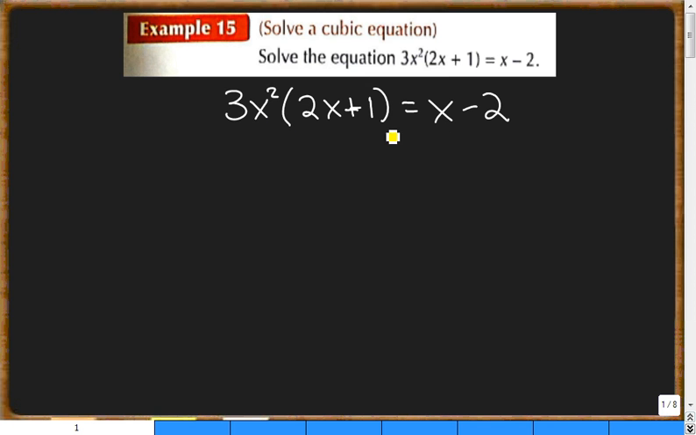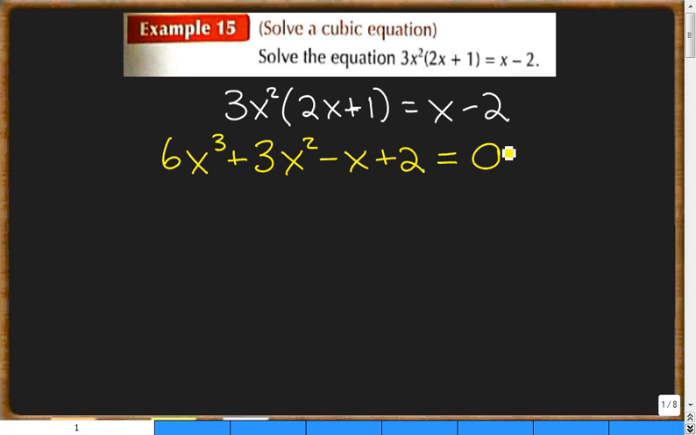If we were to break up the left side, we would have 3x squared times 2x, which is going to make 6x cubed. We'd also have a positive 3x squared. And then we would want to move the positive x and the negative 2 over, so we'd end up with a negative x and a positive 2, and that would equal 0. So now we have this in a very general form.